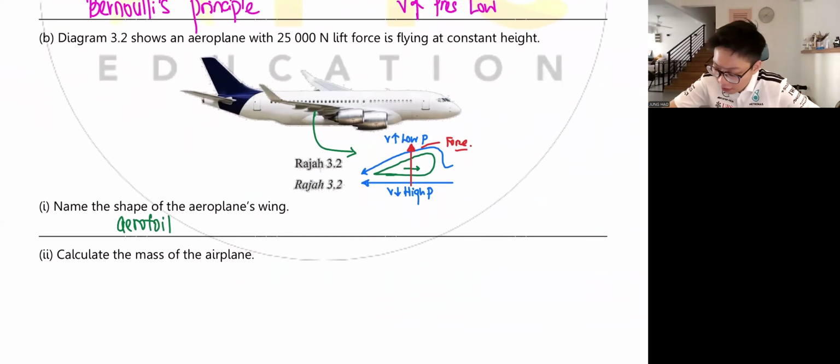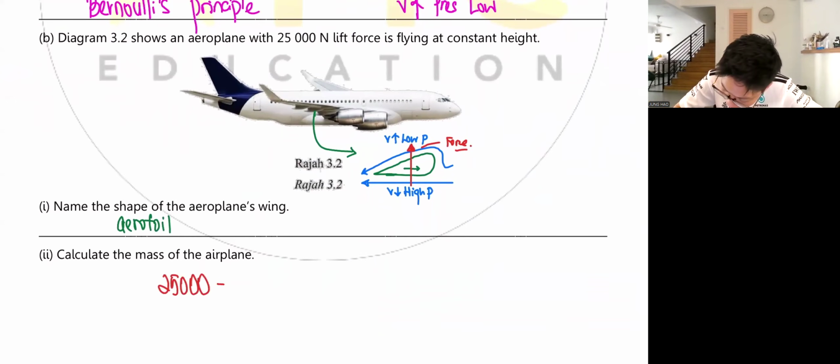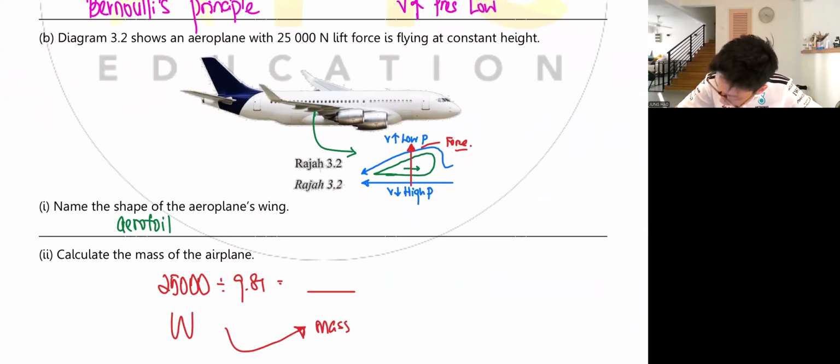Then after that, they want you to do something very simple here. They want you to calculate the mass of the aeroplane. 25,000 Newton, you have to divide by 9.81 because we're going from weight to mass. So we will divide by 9.81.